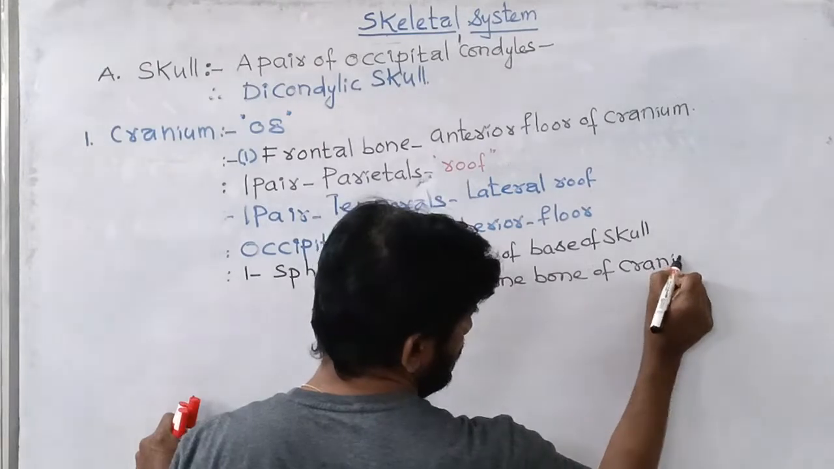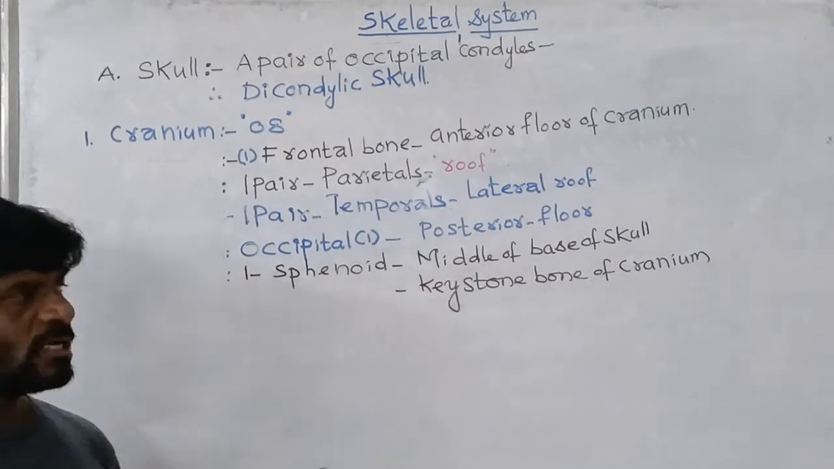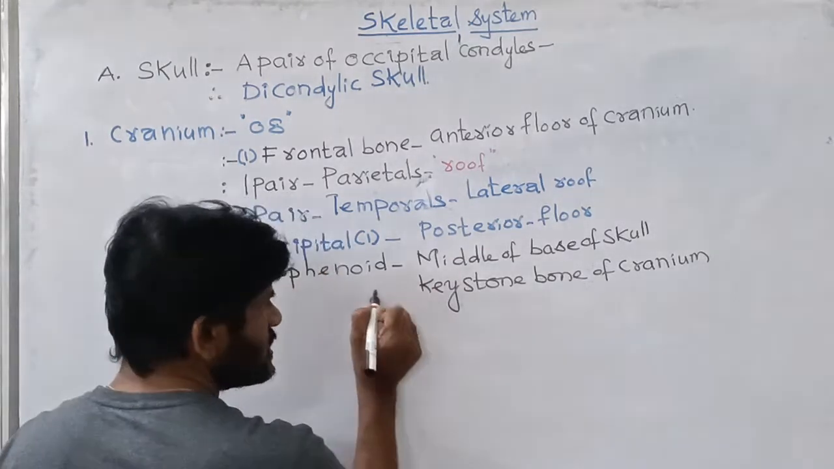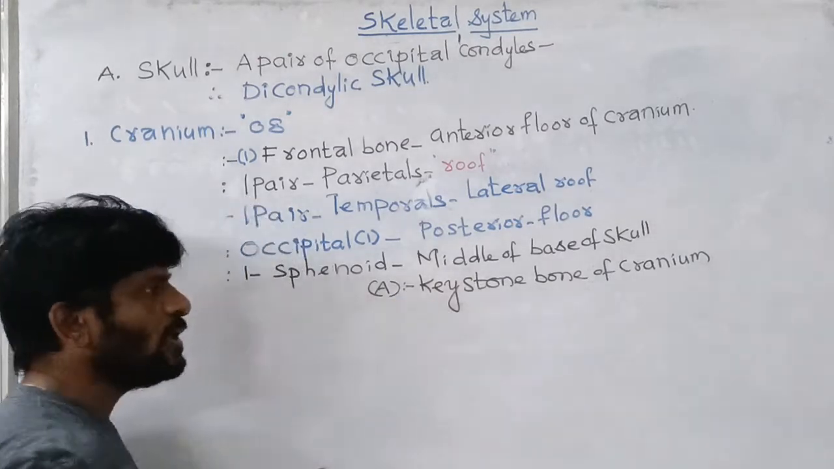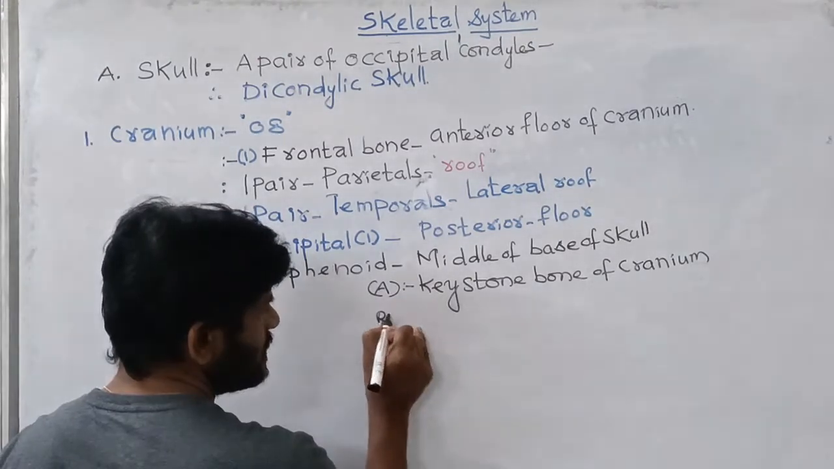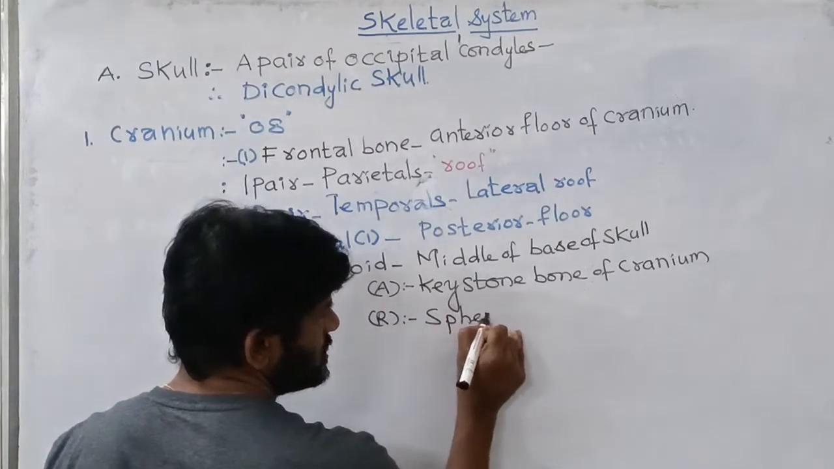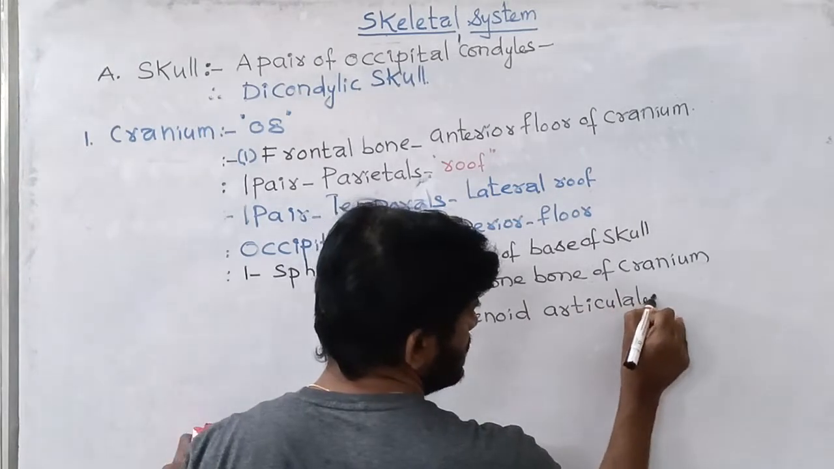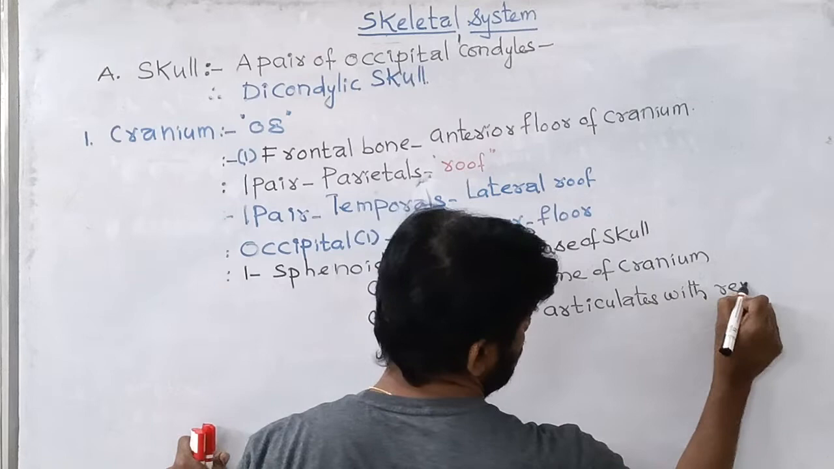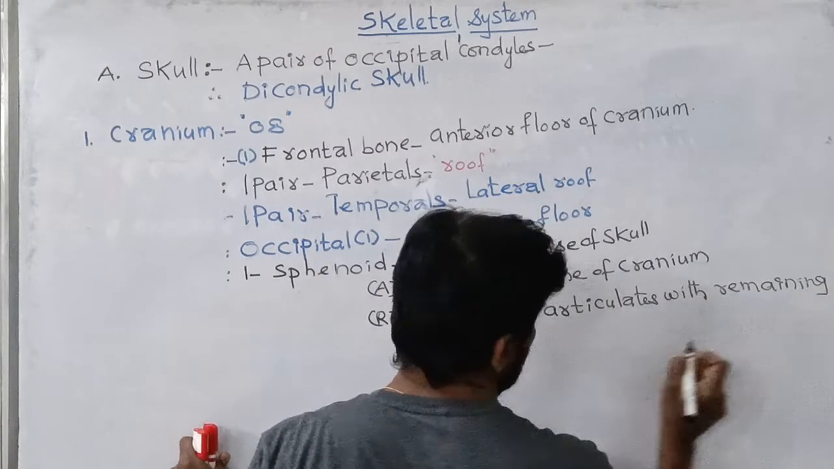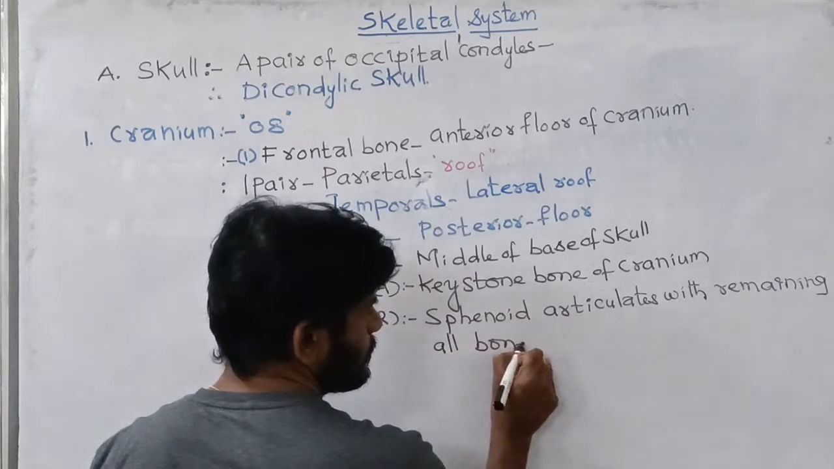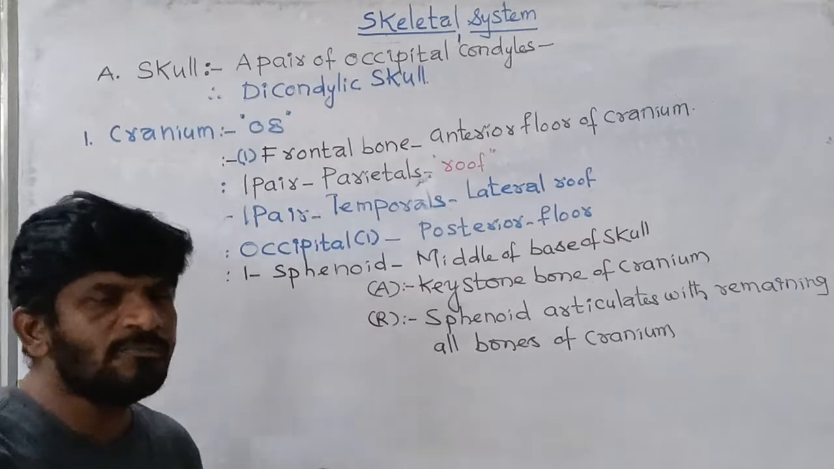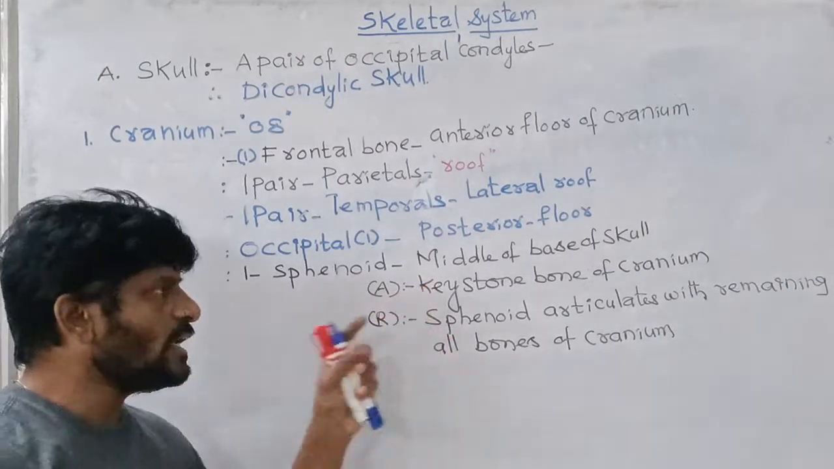I mean only the cranium, not the skull. In the cranial elements, the number of cranial bones is 8. Out of 8 cranial bones, the keystone bone is the sphenoid. Why? The sphenoid bone is the keystone bone of the cranium because it articulates with all the remaining bones of the cranium. It can touch all the remaining bones of the cranium. Hence it is called the keystone bone.